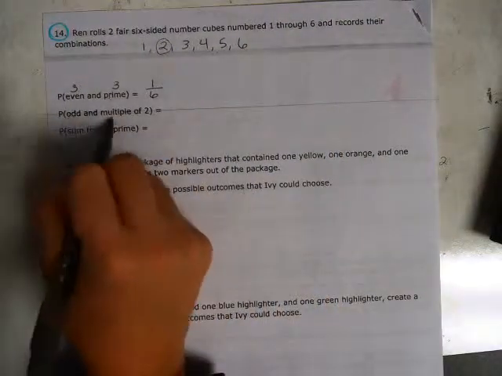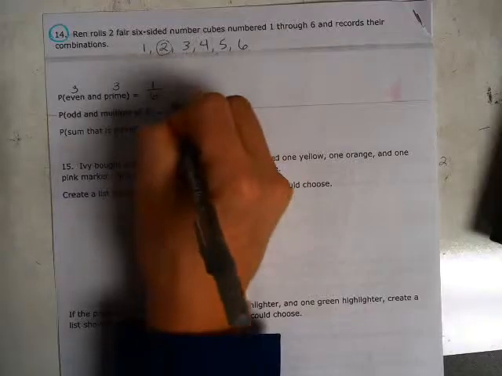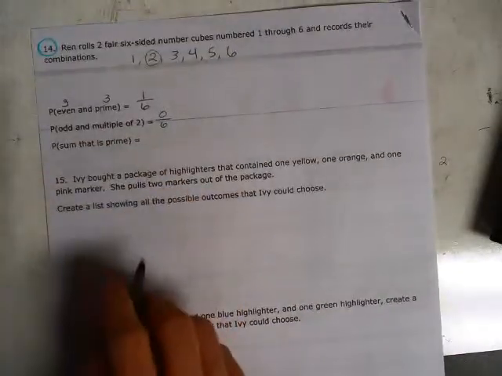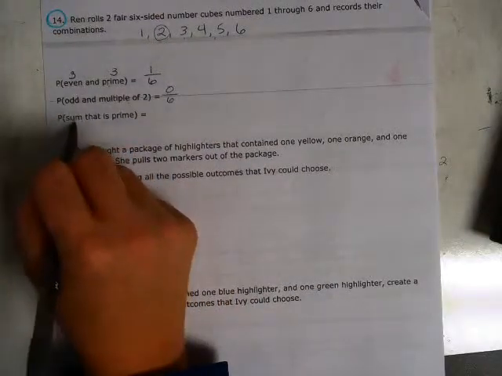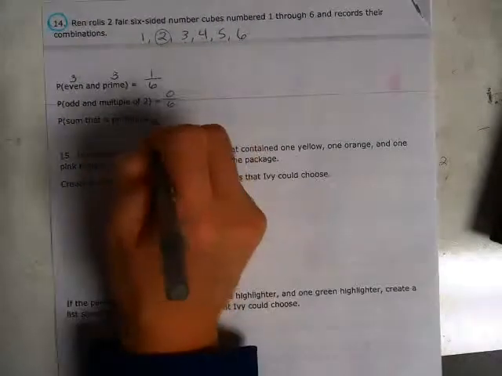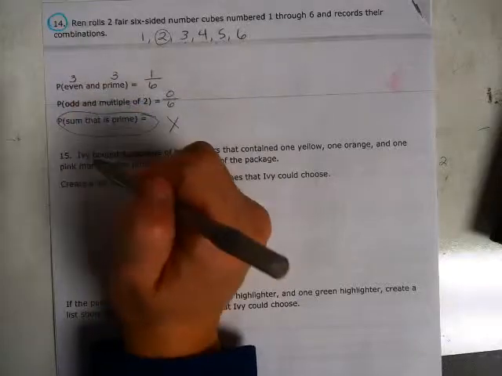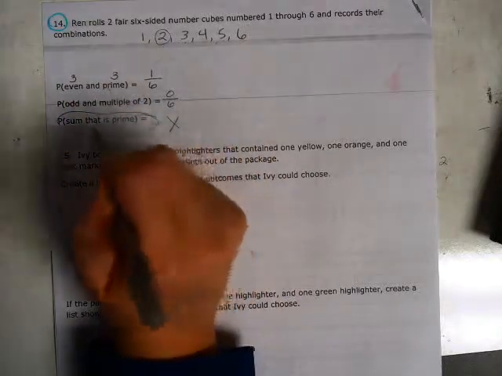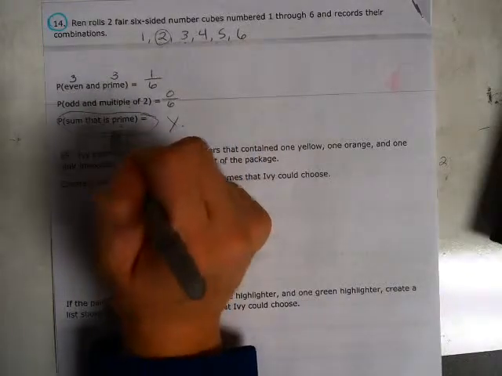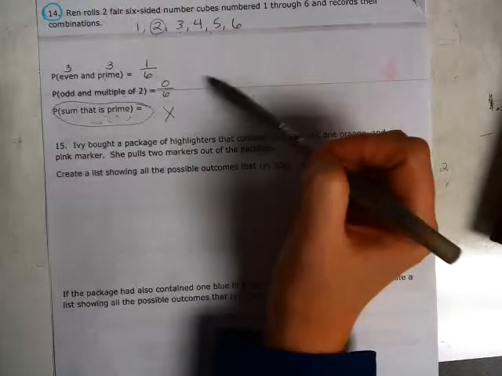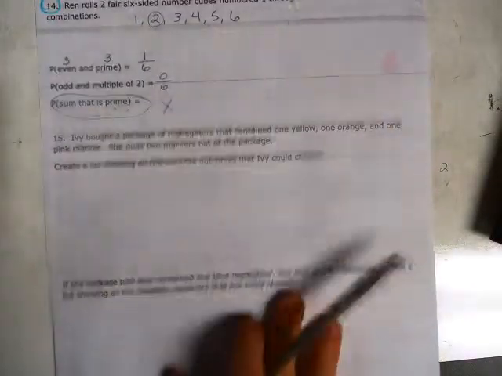Okay, odd and a multiple of 2. Well, that's 0 out of 6 because no multiple of 2 is odd. And then has a sum that is prime. This one is a complex probability that we're going to skip. This is the whole reason I actually wanted to skip this question to begin with, because for the sum of prime, there's a lot of combinations and we're just going to skip it. Okay? The question on the test that is like this does not have that complicated of an answer.